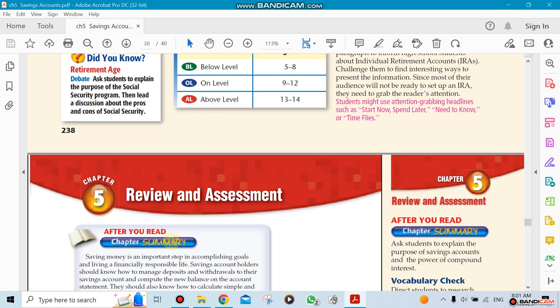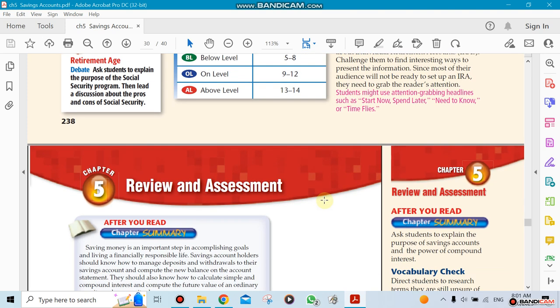And after that, we'll definitely go to chapter 6. Chapter 6 has a different idea than chapter 5. So when we get to it, we'll get to it.